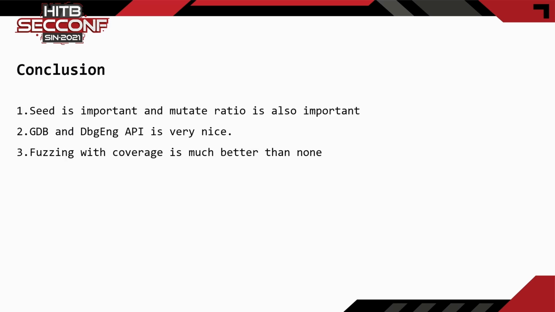Here I will summarize my speech. First, seeds are important and mutation ratio is also important. Second, GDB and the debug engine API are very nice. Third, fuzzing with breakpoint coverage is much better than before.